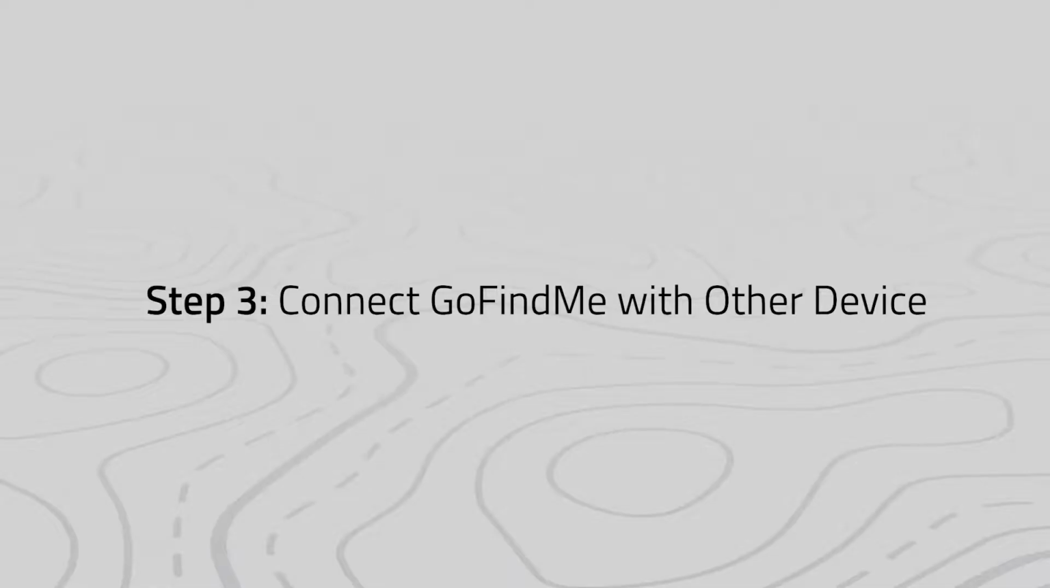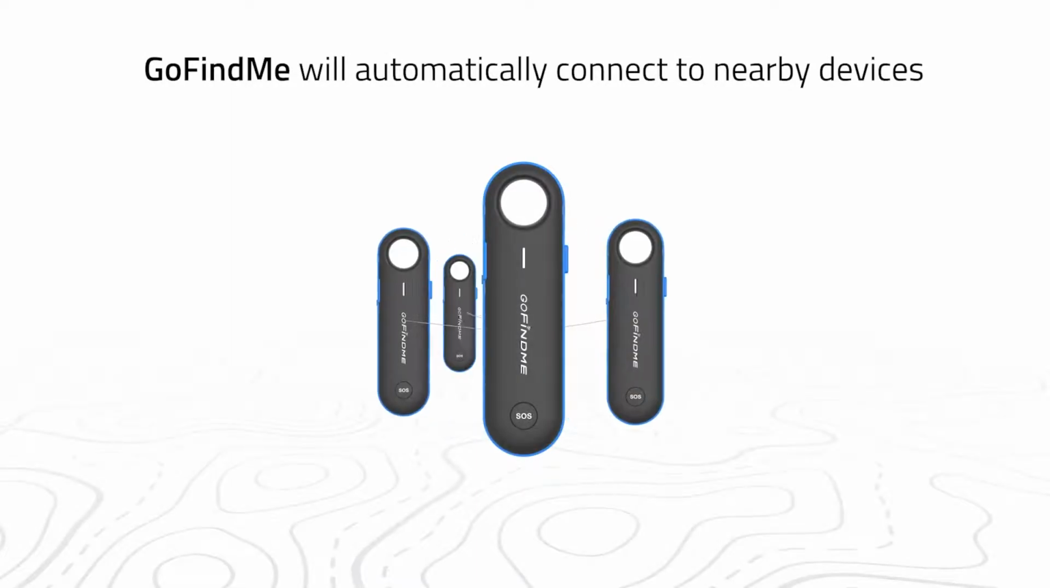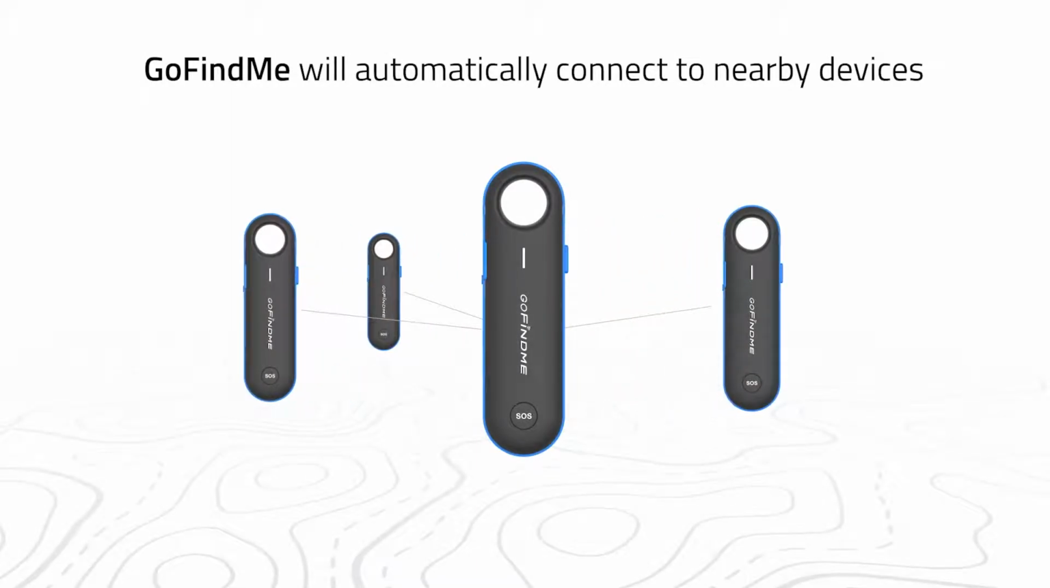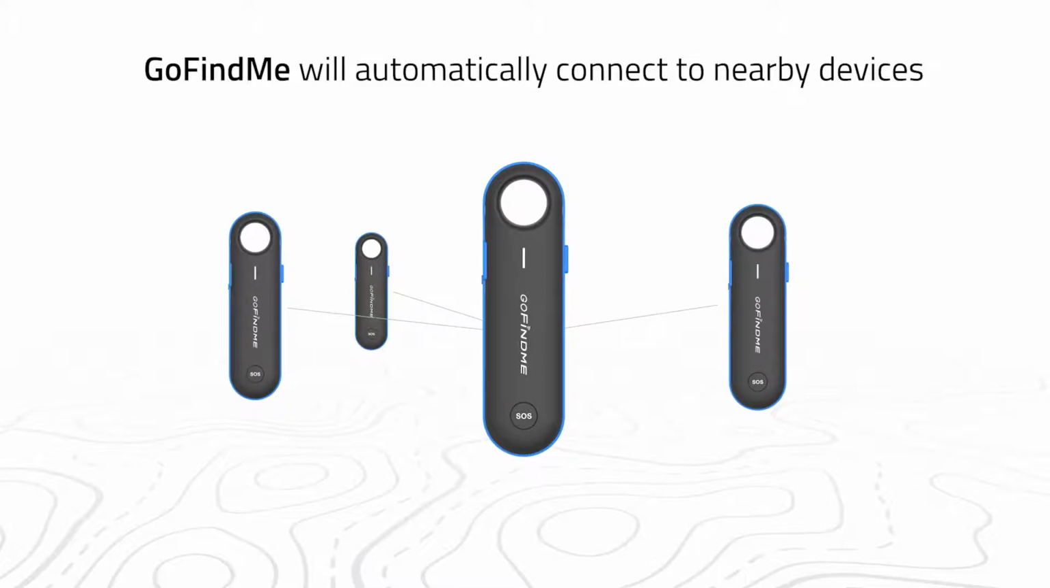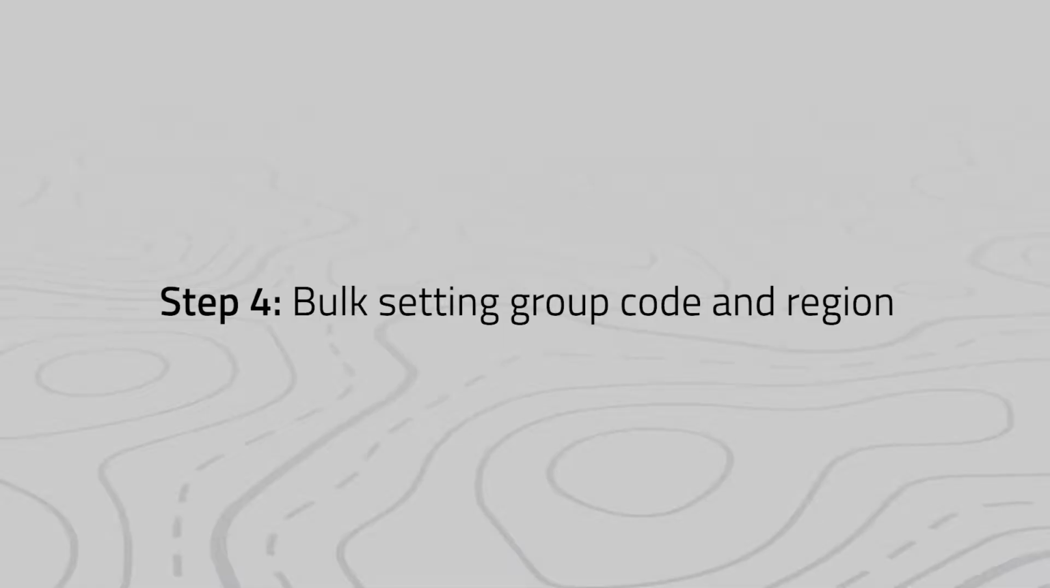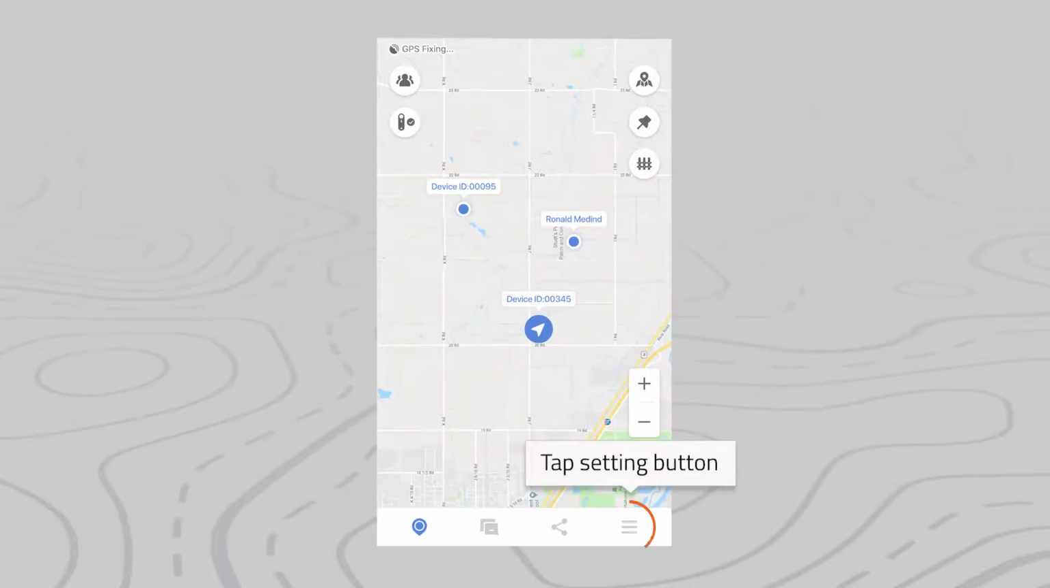Normally, GoFindMe devices will pair to each other automatically without extra settings, as long as they share the same group code. To guarantee unencrypted communicating of your group, we suggest you bulk modify the group code and region for all devices in your group. Tap Setting button.